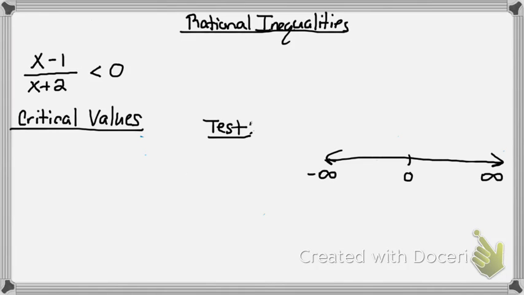Hello everyone, now I'm going to teach you how to solve rational inequalities. Given a rational inequality, the first thing you have to do is find your critical values. To find your first critical value, you'll set your denominator equal to 0 and solve for x.